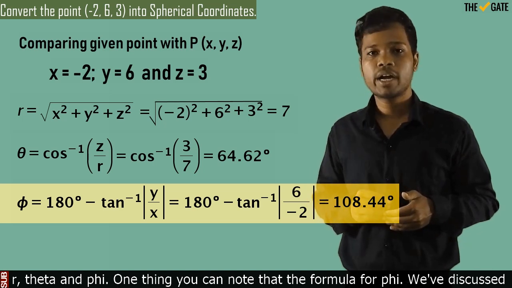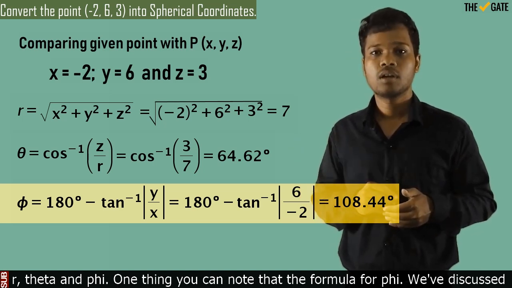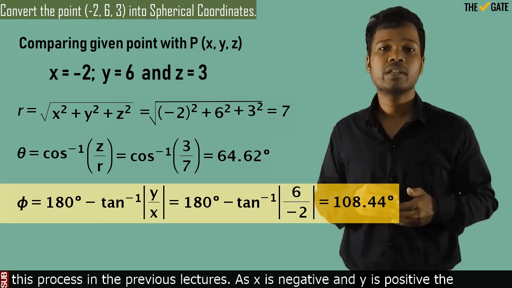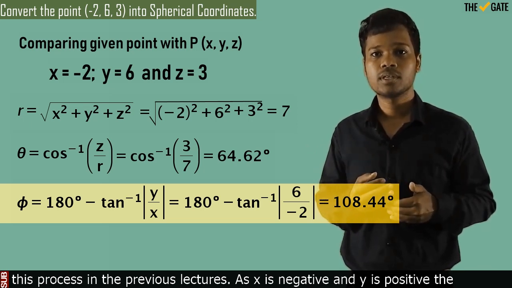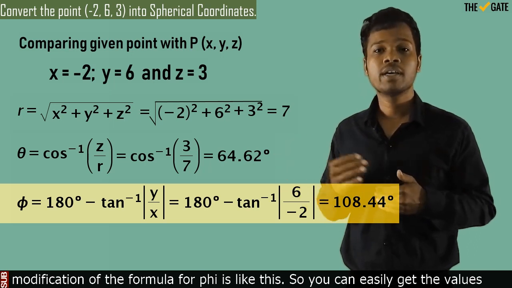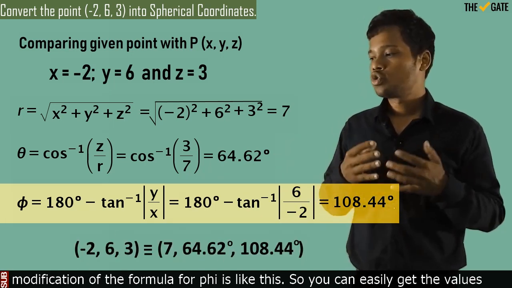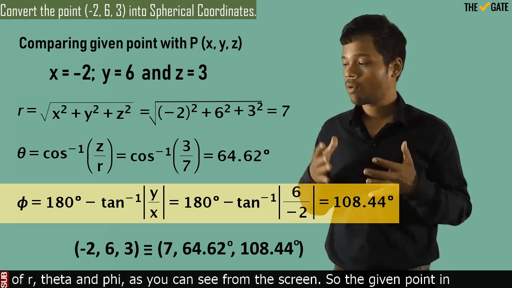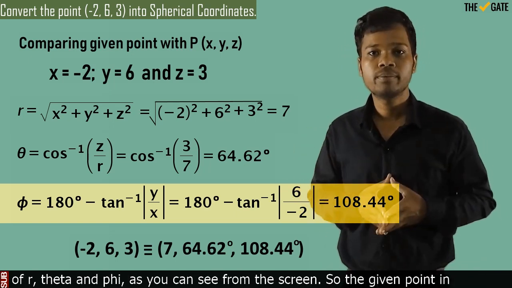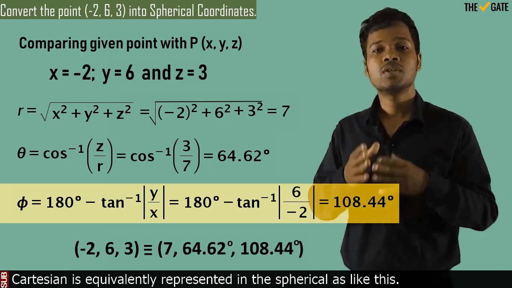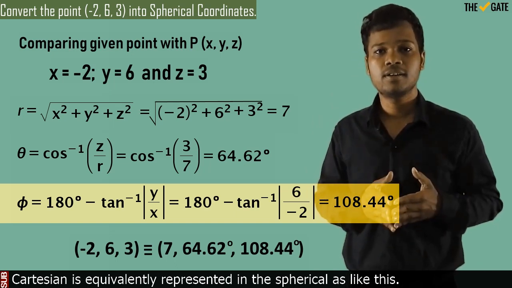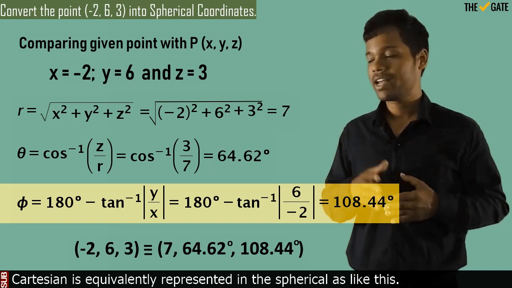One thing you can note is that for the formula for phi, we have discussed this process in the previous lectures. As x is negative and y is positive, the modification of the formula for phi is like this. So you can easily get the values of r, theta and phi, as you can see from the screen. So the given point in Cartesian is equivalently represented in the spherical like this.